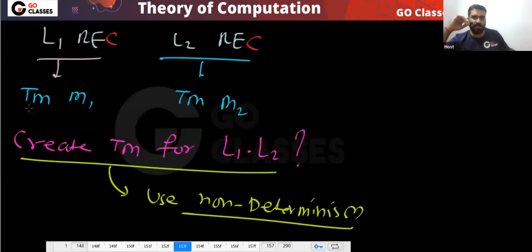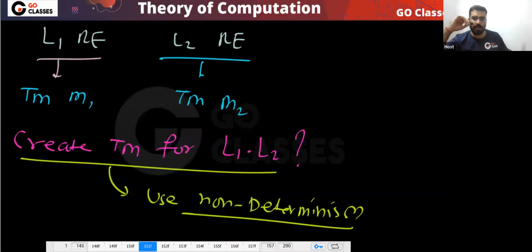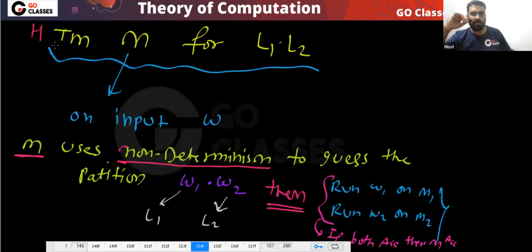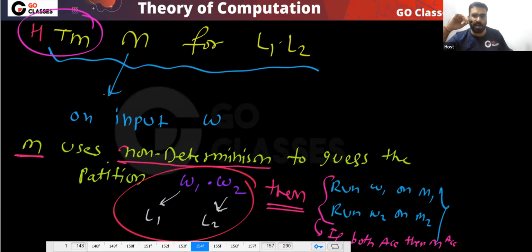If you have a recursive language, then there is a halting Turing machine. How do we create a halting Turing machine? Again, you can use non-determinism, because a halting Turing machine also can be non-deterministic. No problem. Ultimately, this machine must always halt. You use non-determinism to guess the partition, then run W1 on M1 and W2 on M2.